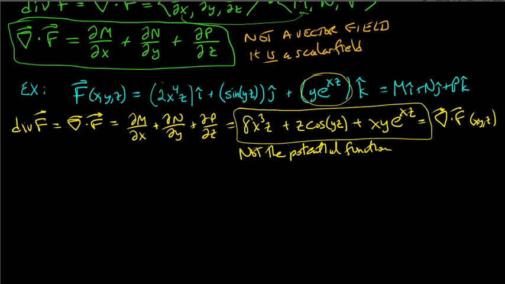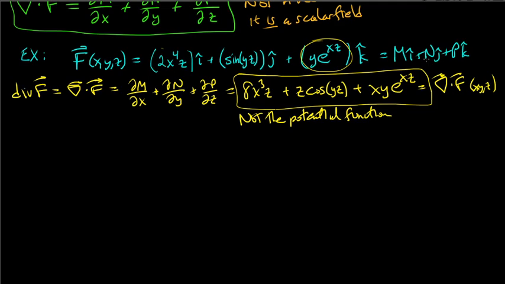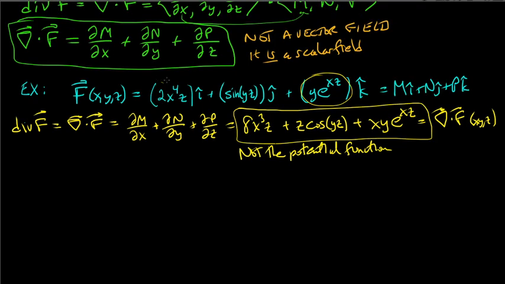Could be a temperature function or something. Right. After all, we don't even know that there is a potential function. This might not be conservative. And if it's not conservative, then there is no potential function, which means the divergence has nothing to do with the potential function, right? And even if it is conservative and there is a potential function, I promise you it's not this. This will not be the potential function.